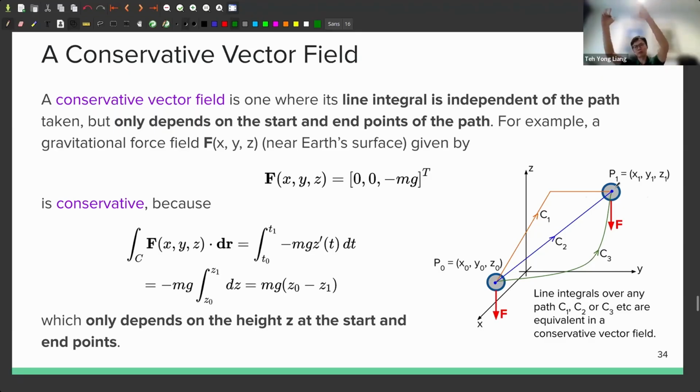Okay, I move some object from a higher to a lower height, so from lower to higher height. So I need to input energy. But if this field is conservative, then regardless of what path I take, because there is no friction, there is no energy dissipation medium, when I go through any of the paths, the energy consumption is always the same if the start and end points are always the same.